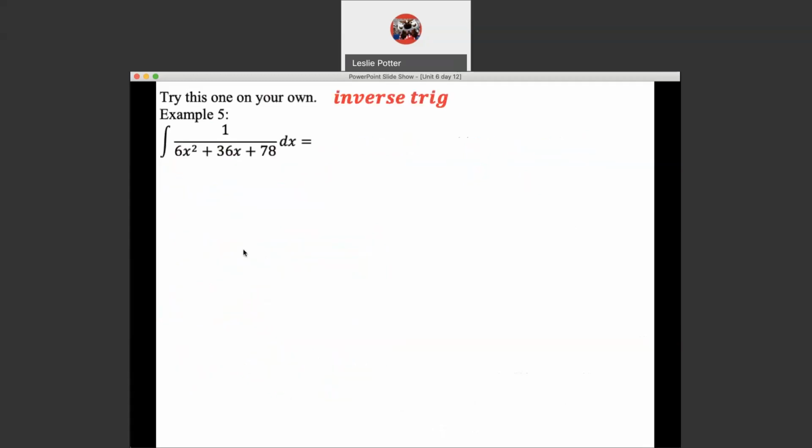Okay, so try this one on your own. And I'm going to ask you the same question. You know it's an inverse trig because you have what we call a non-factorable quadratic in the bottom. And you know it's not a long division because you just have a 1 up here. You just have some sort of constant up here. No higher degree polynomial than the denominator. So the question is which one?